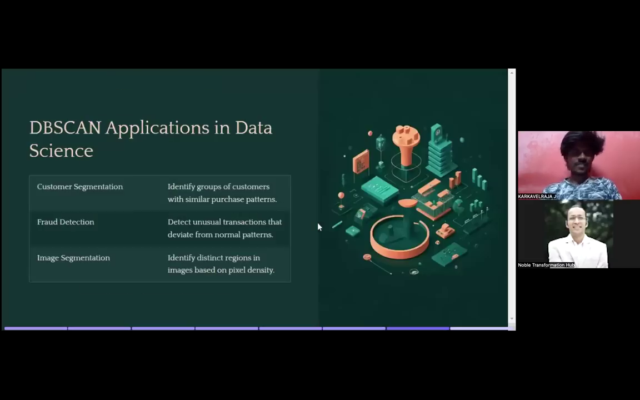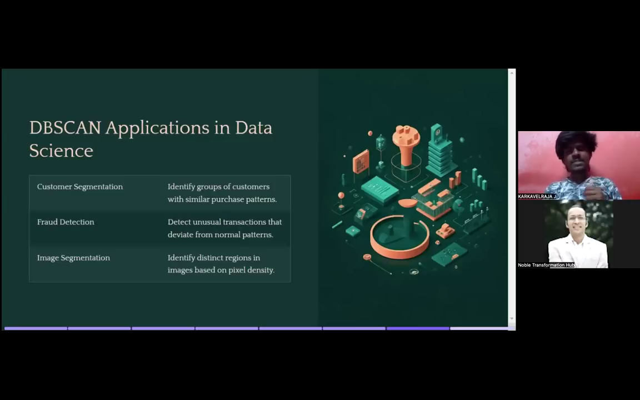Yes, sir. So moving on, let's see what applications we have. In the previous session we introduced the working of DBSCAN, the building blocks behind it. Today we have discussed the advantages and limitations. Then let's see the applications. Again, it is not limited to these three things; since I have limited space, I have put just these three. Whenever you have data in any industry, you can use this algorithm.